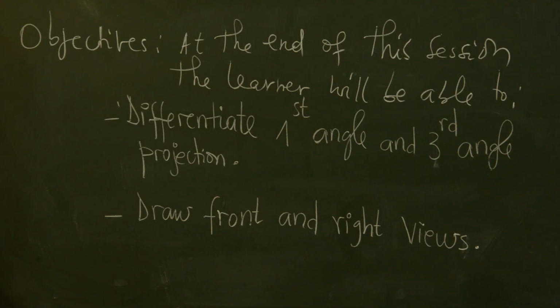Today, we are going to continue with lesson number 2, which is called orthographic projection. As usual, we have objectives of this lesson. The first one is that at the end of this session, the learner will be able to differentiate first angle projection and third angle projection. Objective number 2 is that the learner will be able to draw properly front and right view of sample vanity.